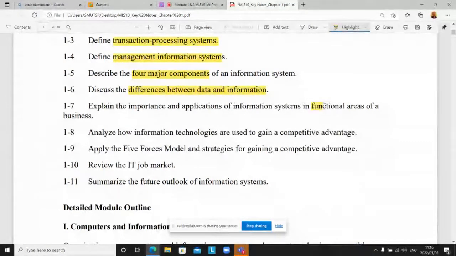This one, functional areas of a business. We will take a look at that. And then this one.